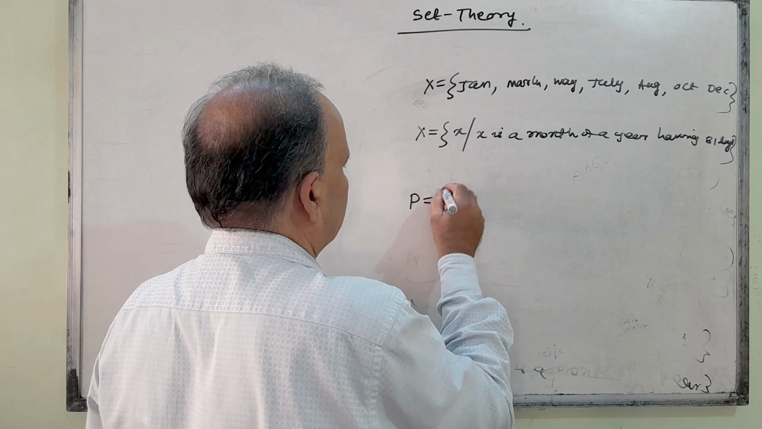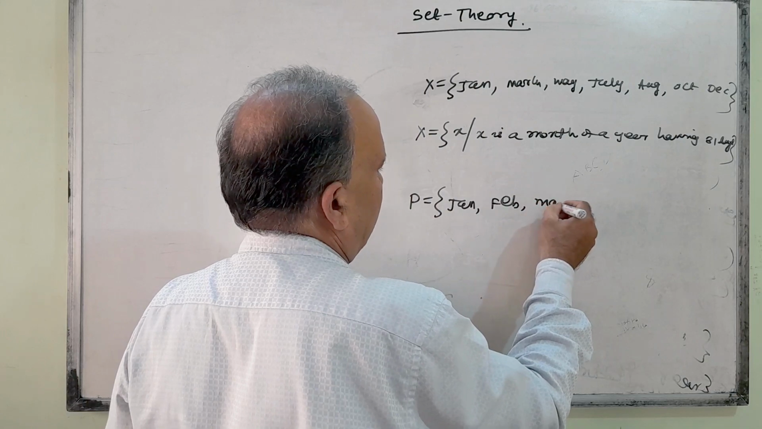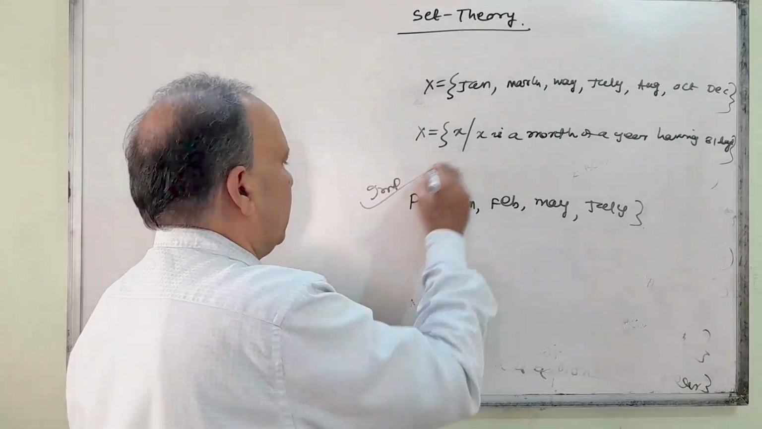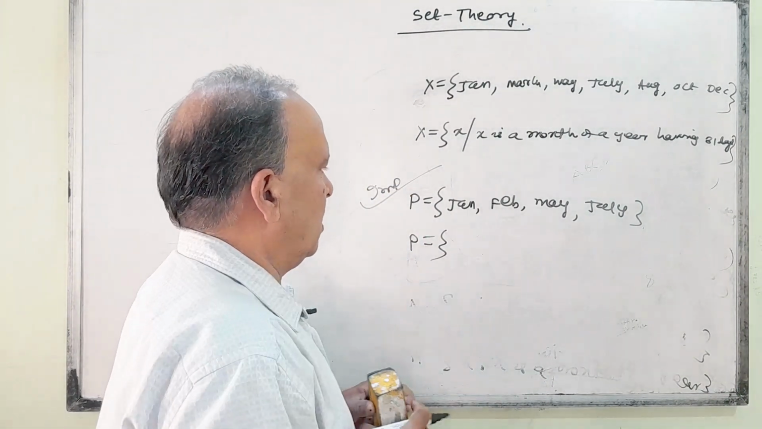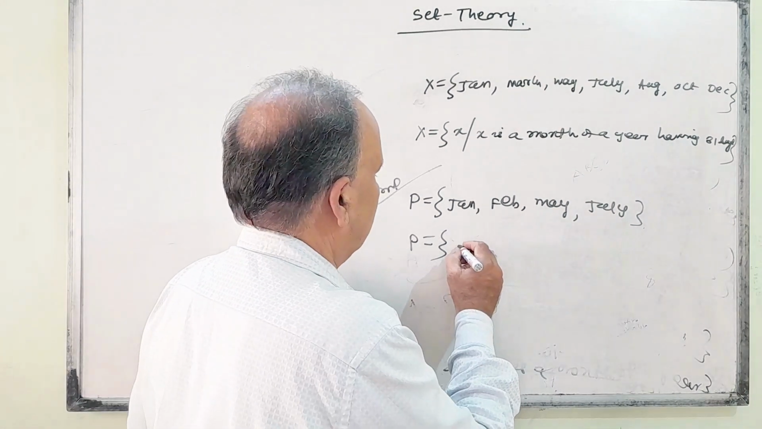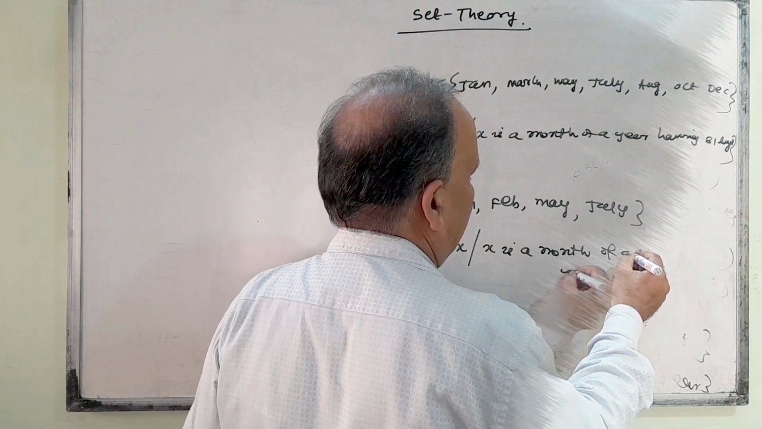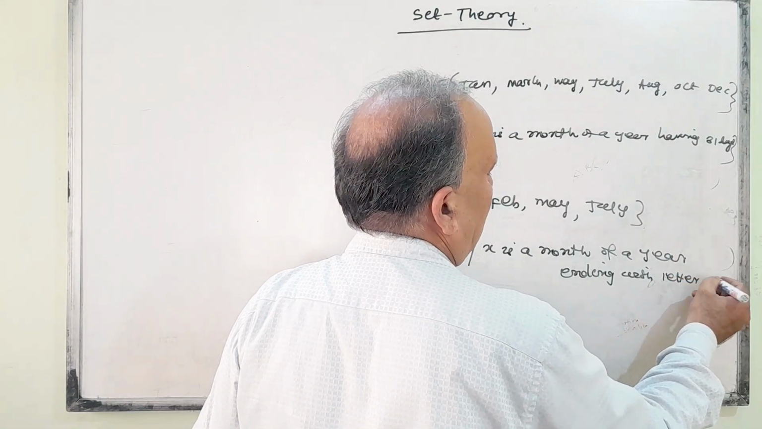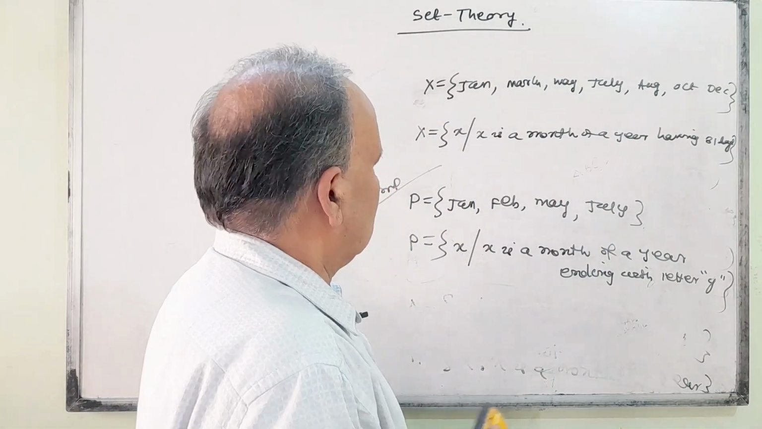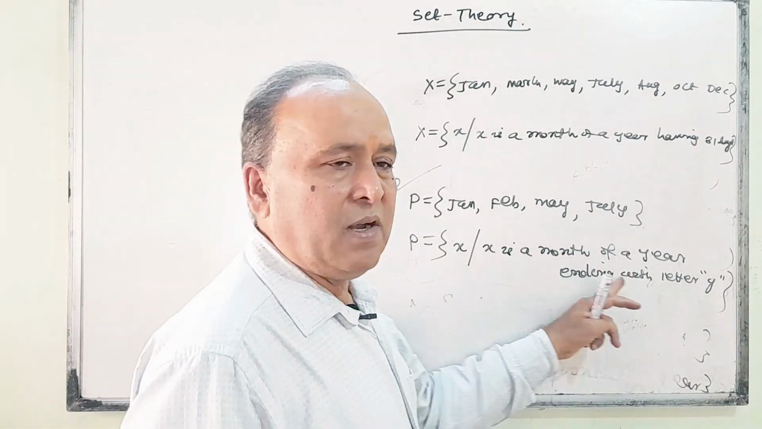Again, you see another example. Suppose P is a set: January, February, May, July. How can we write it? A very important question. P is equal to {X such that X is a month of a year ending with letter Y}. You see, all these are January, February, May and July. So the question will come in roster form, and we write it in set builder form.